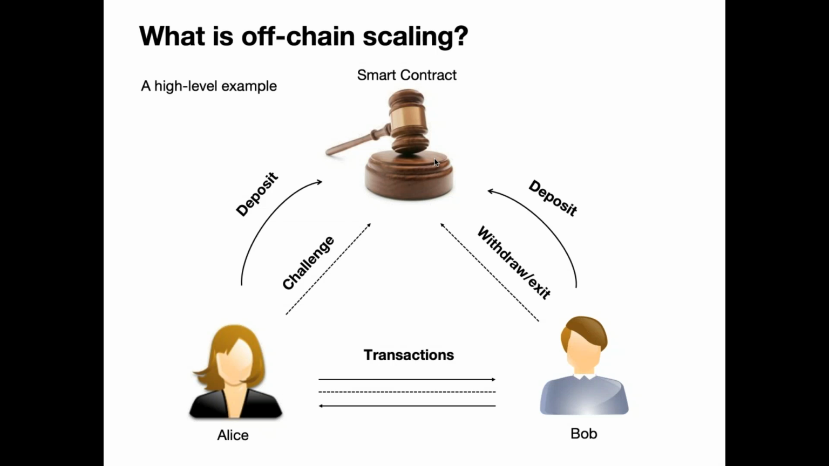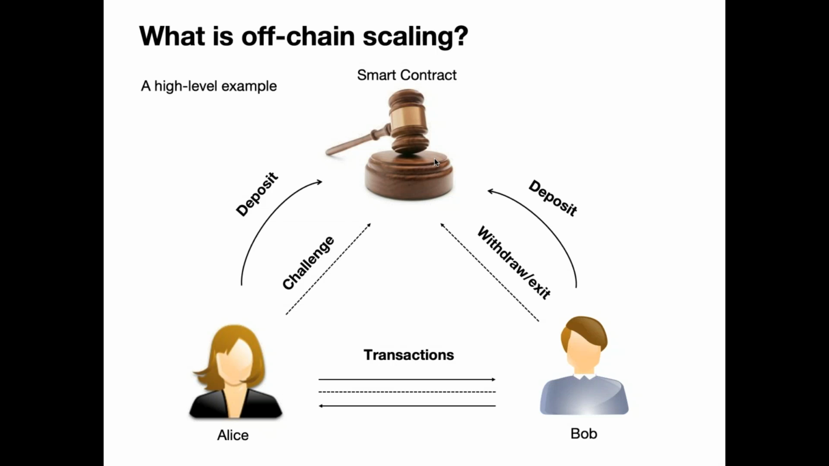So the sidechain is set up by deploying the smart contract, and after that, Alice and Bob, the users, can make some deposit into the smart contract, and from then on, they can use that money to make off-chain transactions, and it's unlimited, and you can make arbitrary transactions off-chain. And then if they want to close, exit or withdraw some money, they just send a request to the smart contract by providing some proof of possession.